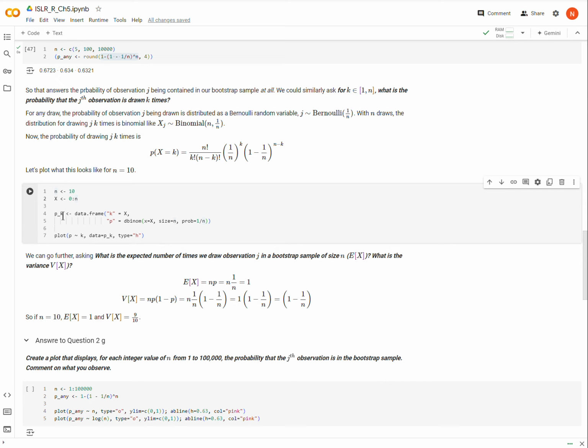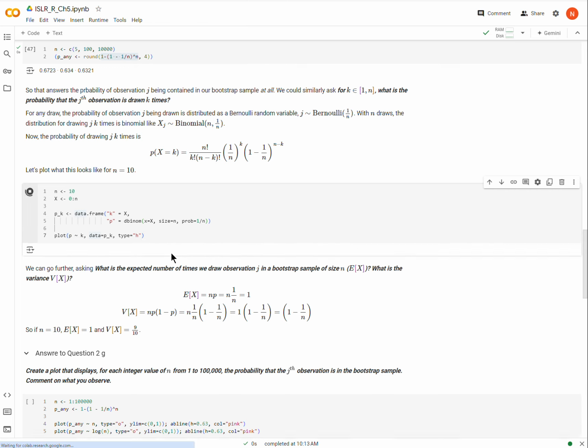So I'm going to create a data frame where I have k, the number of times I'm drawing j. It's just going to be x, a value between 0 and n, and then a probability of drawing that, which is just dbinom. So this expression right here is doing this, and it's going to give me the probability of drawing observation j k times out of n tries. Now let me plot that.